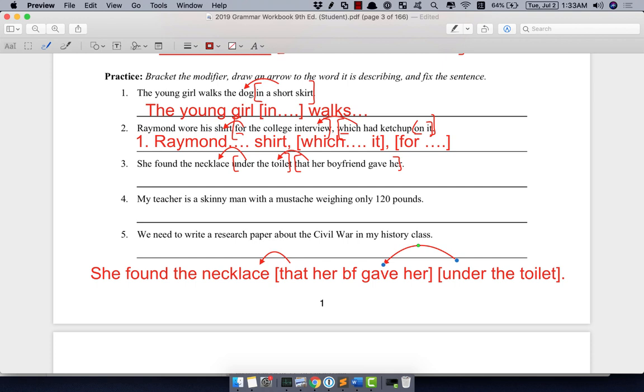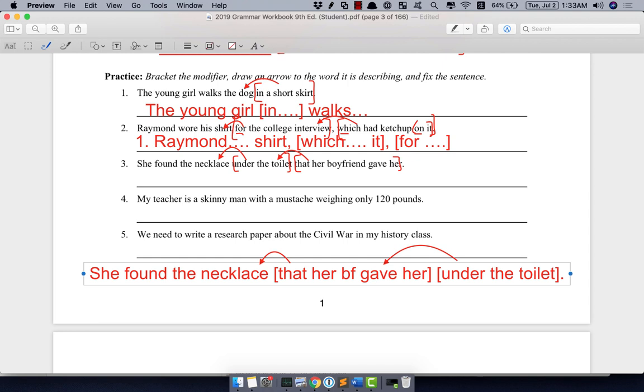Okay, so what does that mean? That means if you read the sentence, you might be able to figure that out. She found the necklace that her boyfriend gave her under the toilet. Do you hear it? If I'll say it once: she found the necklace that her boyfriend gave her under the toilet. Okay, hopefully you hear it. That means gave her under the toilet, like 在马桶底下给她.